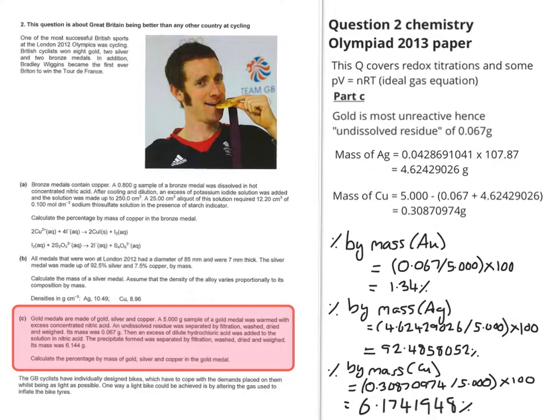So if we take each mass and divide it by 5, which is the total mass of the sample from the medal, multiply that by 100, you get 3 percentages that hopefully add up to 100, or very, very close to it.